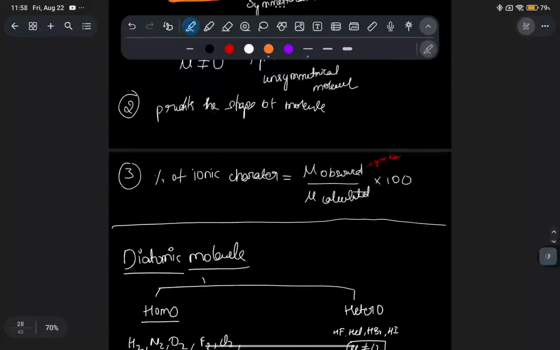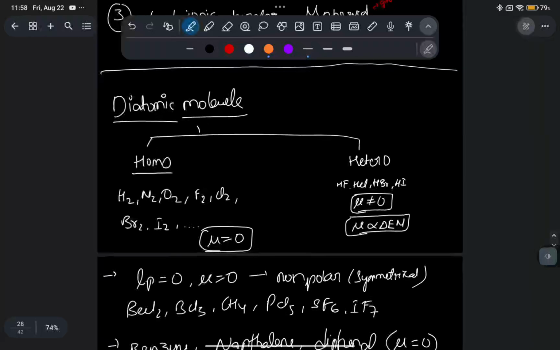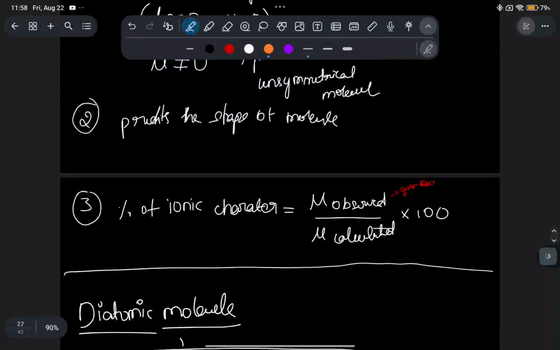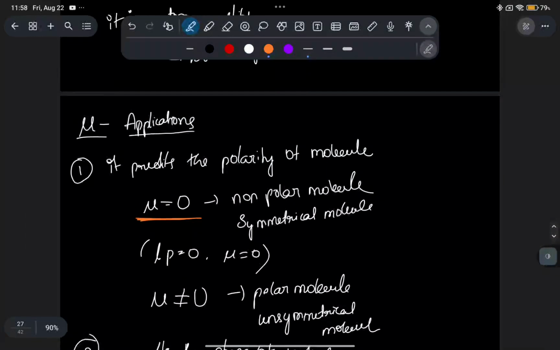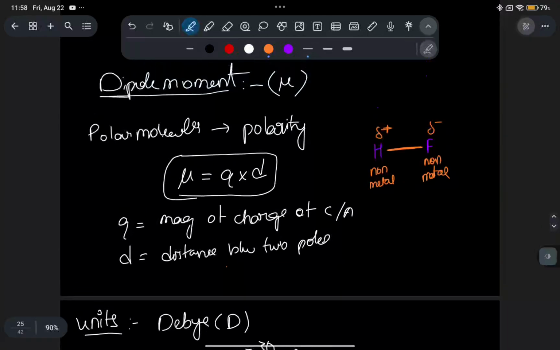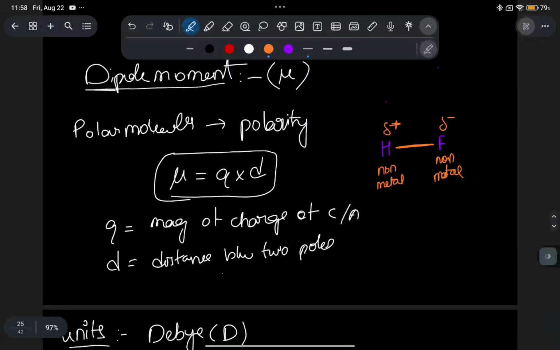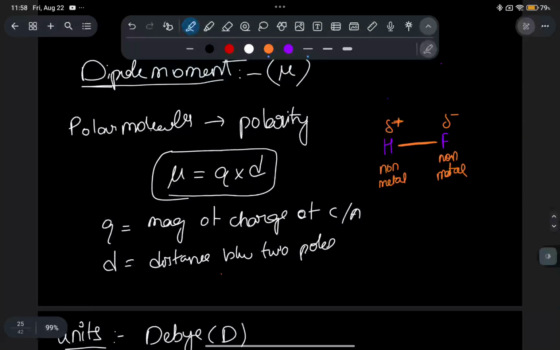We started with what is dipole moment. It explains the polarity of the molecule, that is, what is its shape and what is its polarity. Mu equal to 0 means symmetry, non-zero means non-symmetry, that is, polar or non-polar. It will tell which one is polar and which is non-polar. For that we need a measurement, called dipole moment mu.